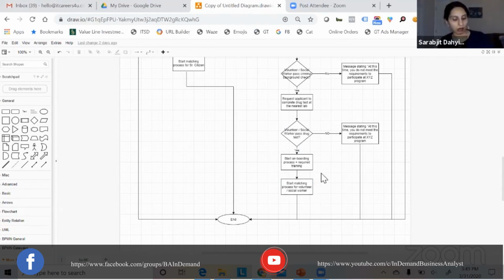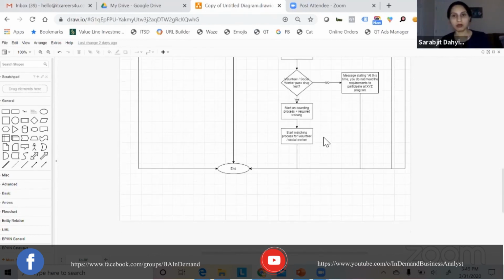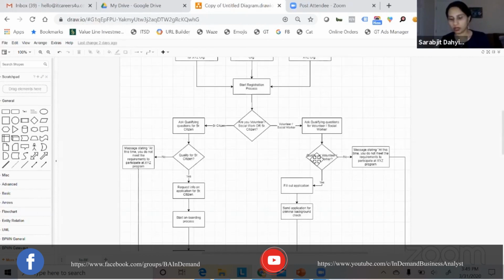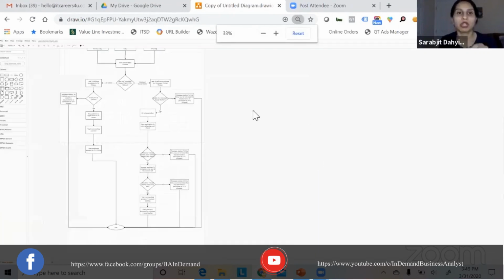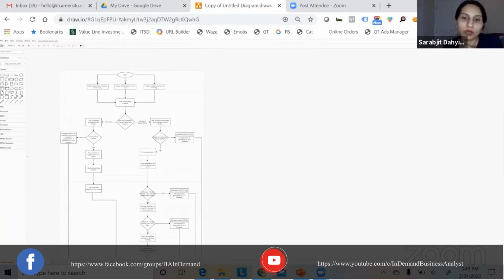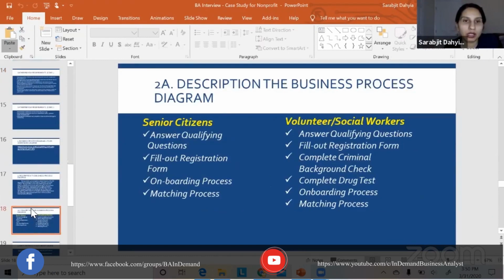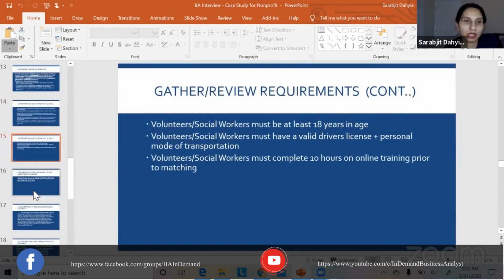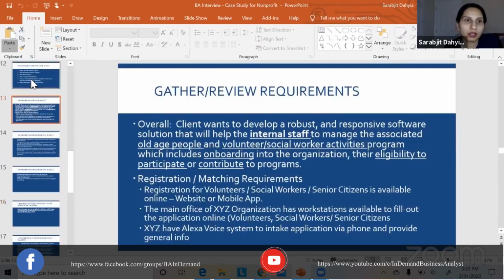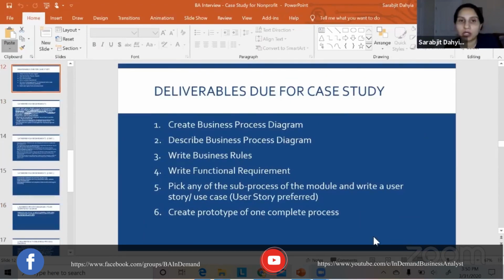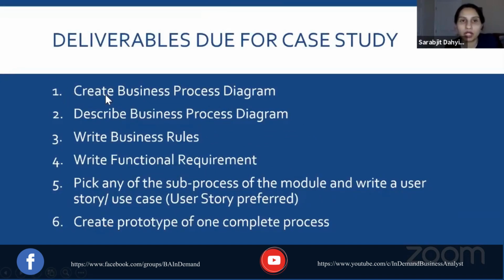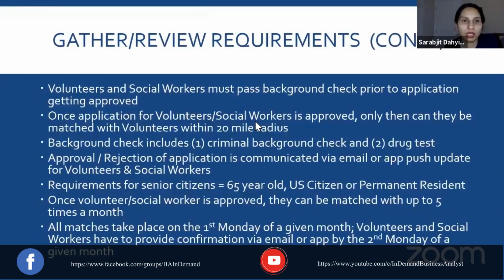So again, what we try to do here in this workflow, process flow, is to identify things that we gathered as requirements. So going back to the things that we needed to submit, these are the deliverables that we needed to provide. So we now have created the business process diagram. All right, let's go on to number 2.